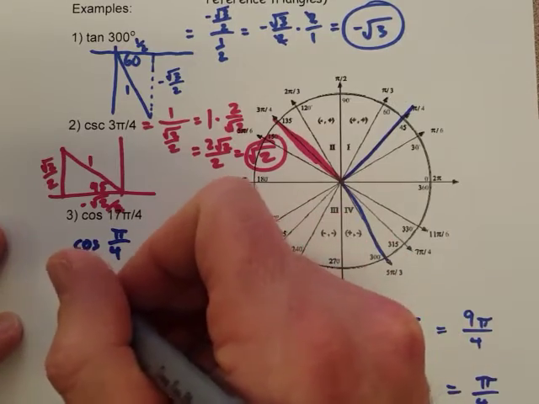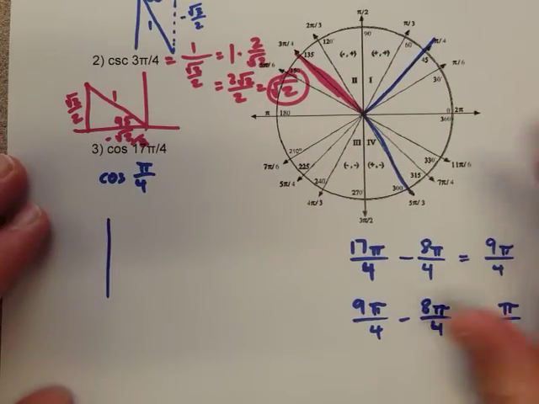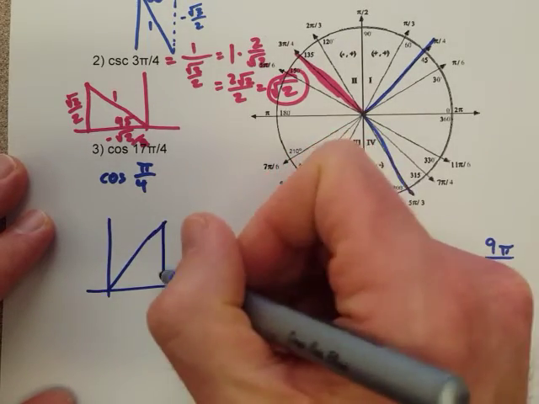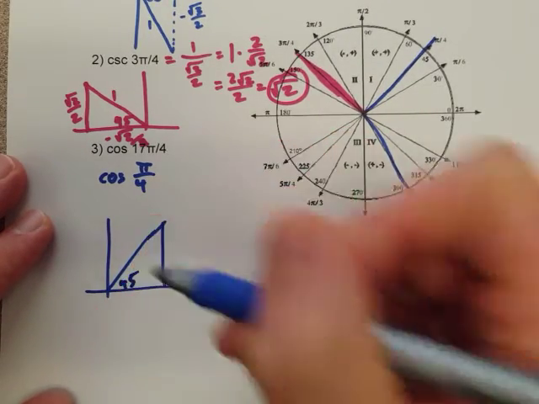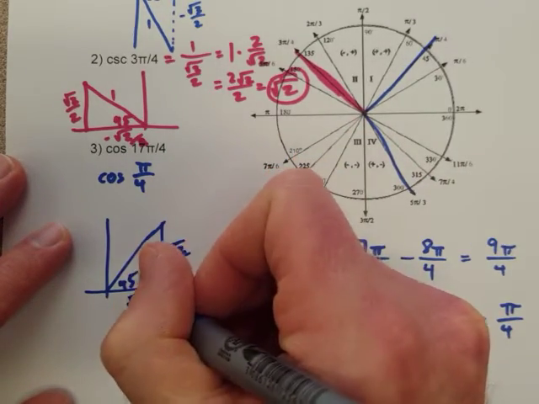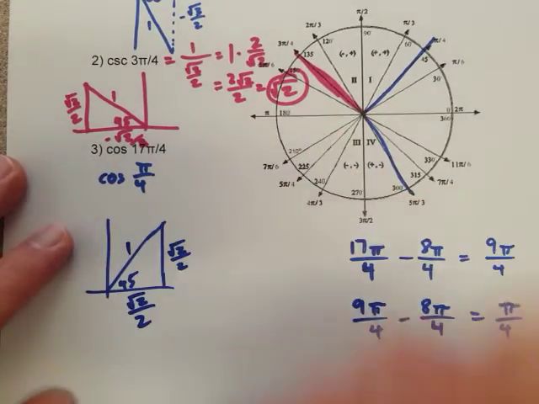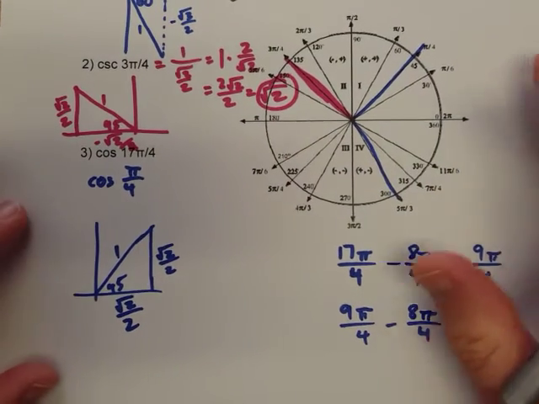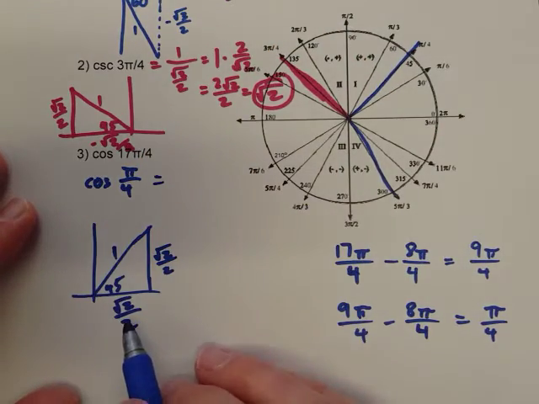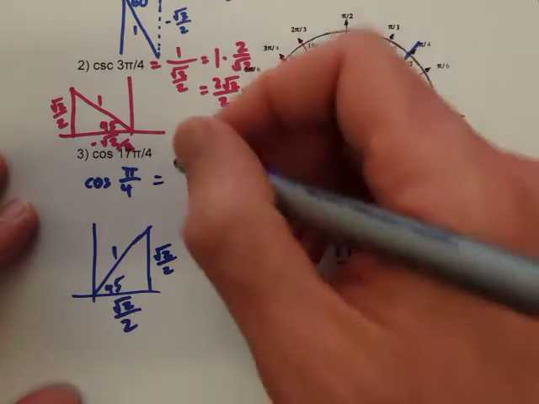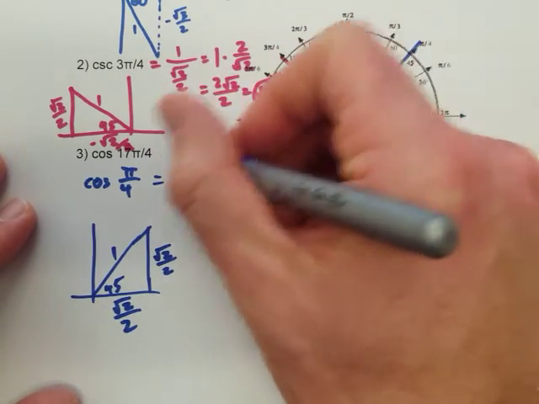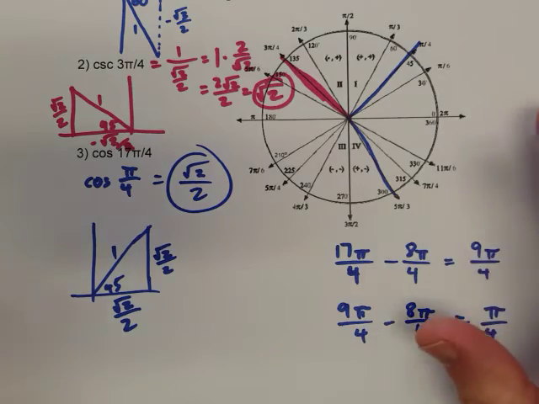So if we draw a picture of this, we are looking at a 45 in that first quadrant. Here's the reference angle. And then each of these sides, this leg and this leg, are going to be square root of 2 over 2. Hypotenuse is 1 as usual. And so now we just have to do cosine, which is adjacent over hypotenuse. And since it's 1 on the bottom, we can just say square root of 2 over 2. And so that's our third ratio from this one.